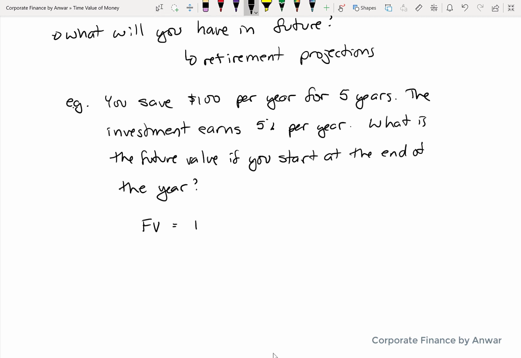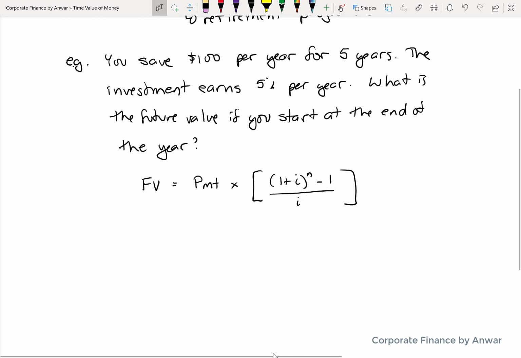So the future value in this case is going to be the payment that we're making, which is $100, times 1 plus i to the n minus 1 over i. i, again, is the investment return. In this case, it's annual. n is the number of years, which is 5. And it's a much more straightforward formula than the present value of the annuity. Again, you can also use the PV tables, just like with the present value, but I'm not going to go over the PV tables. I'll just use the formula because it's straightforward.